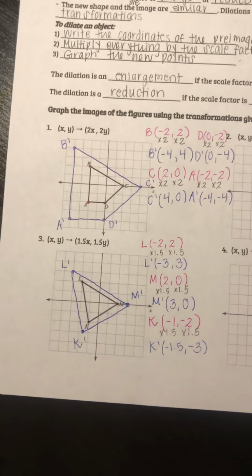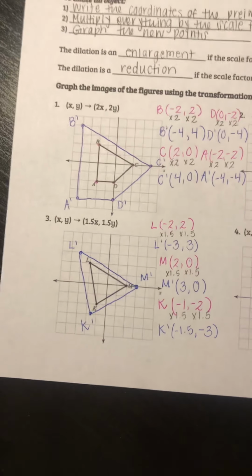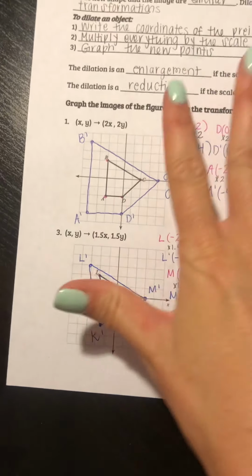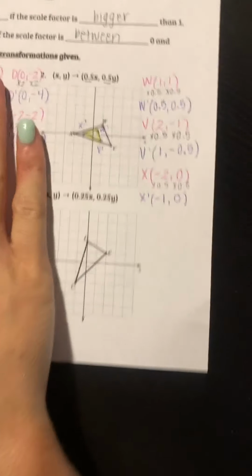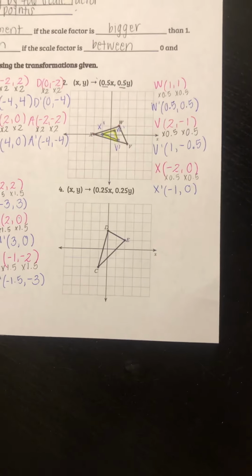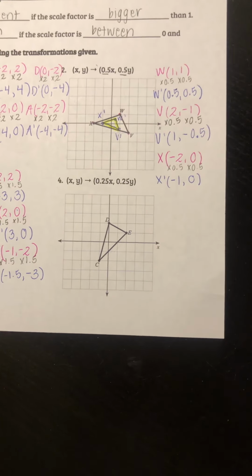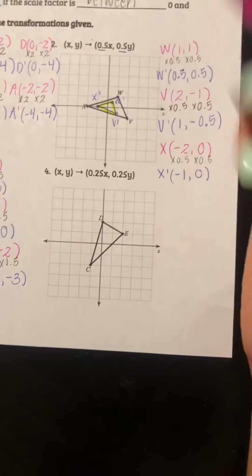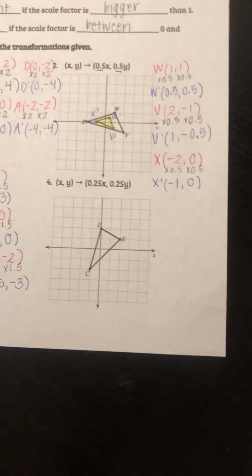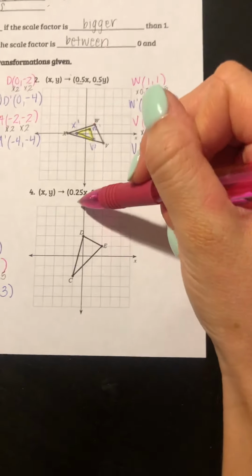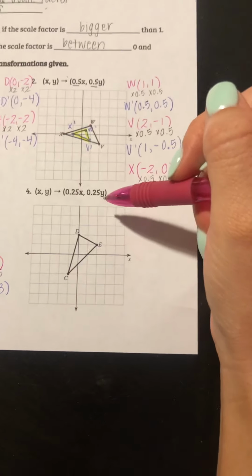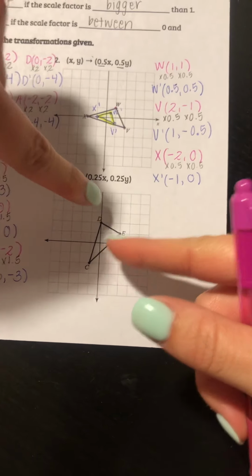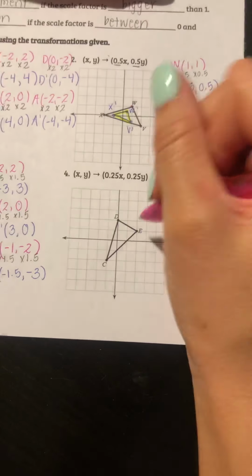So hopefully this is making sense. It's really not too much. Literally all you're doing is just plotting points and multiplying. So I'll do one more. Okay, so our scale factor is 0.25, known as a fourth. So since that number is between 0 and 1, we know this is going to be getting a lot smaller. It's going to be a fourth of its size.